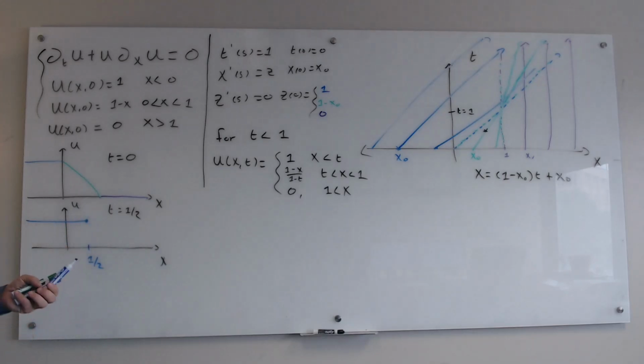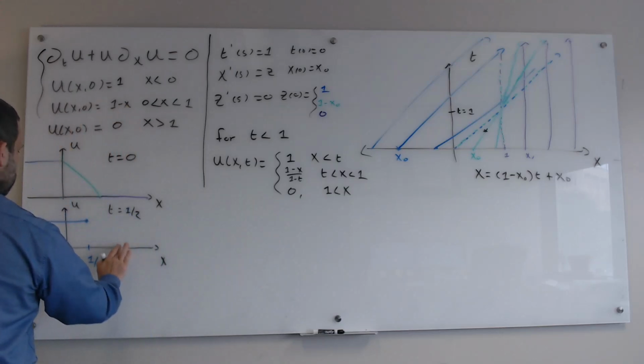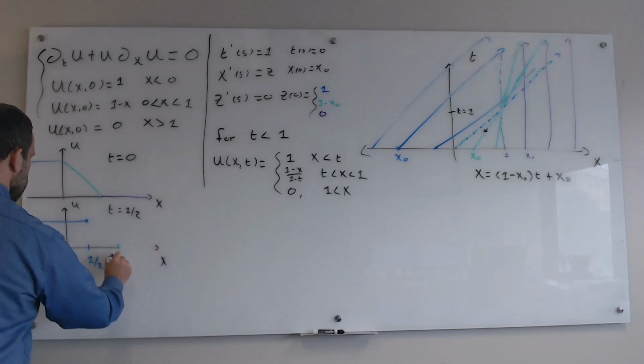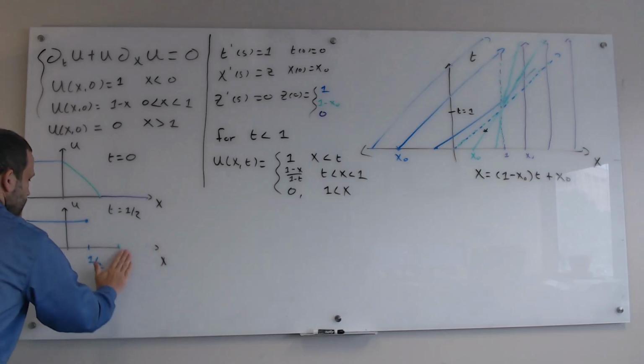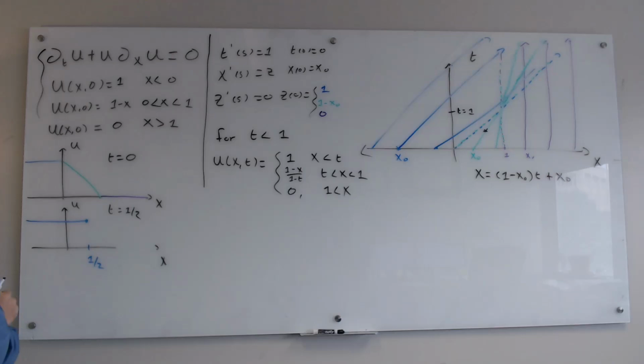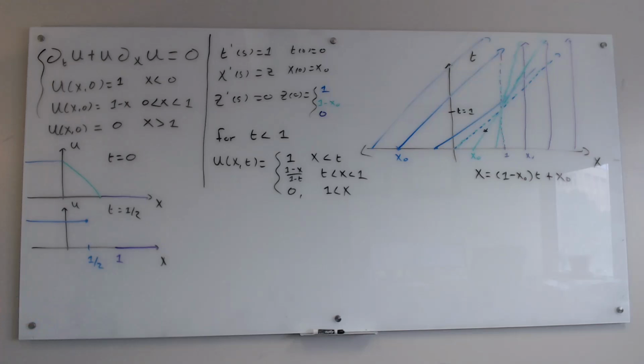Now for x greater than 1, my function is going to be equal to 0. Wrong colors. Finally, for x greater than 1, my function is equal to 0. And now 1 minus x over 1 minus t, if t is fixed, and t is equal to 1/2 in this case, this again is just the linear interpolation going down like this.